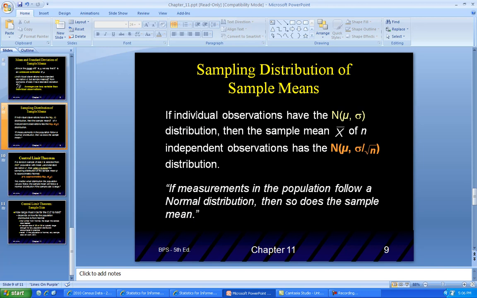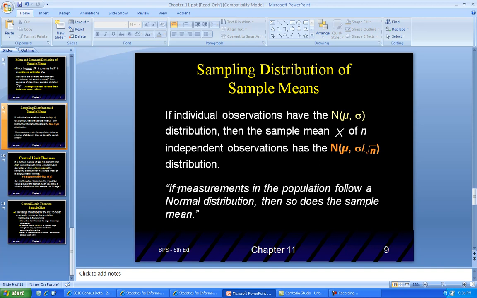So the way you write this is, if individual observations have a normal curve, this is N, remember N, this is the population here, mu, the average, your mean, and then sigma, the standard deviation. And the sample mean is going to be written this way: normal curve, mu. Remember we just said they're the same. The mean of your sample is the same as the mean of the population. And then you do this little operation: you take the standard deviation and divide by the square root of n. That will give you the standard deviation for your sample. Okay, this is if it follows a normal distribution.